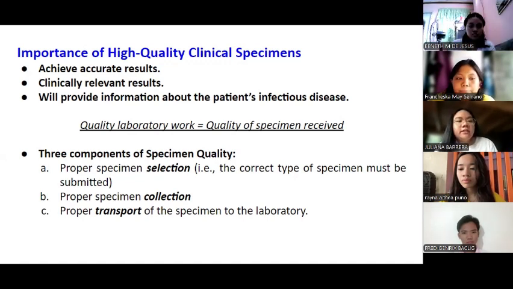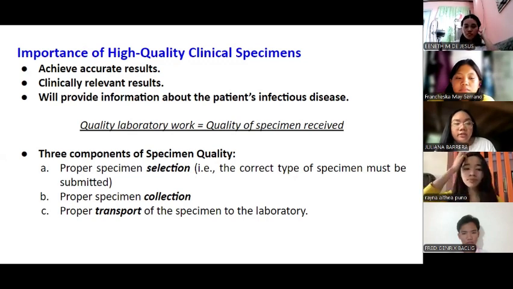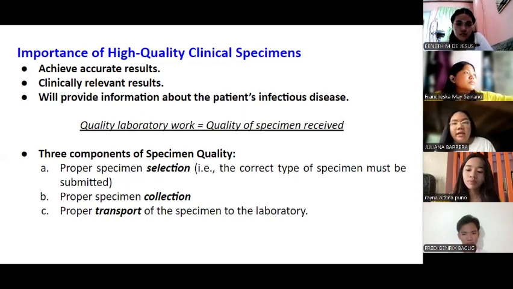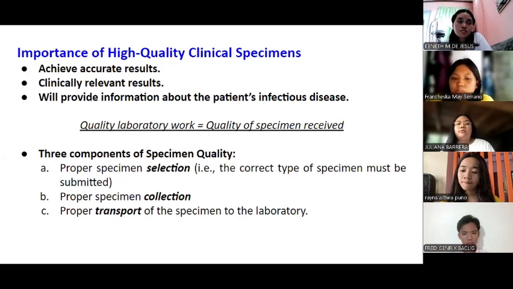High-quality clinical specimens are required to achieve accurate, clinically relevant lab results. The three components of the specimen quality are: A, the correct type of specimen must be submitted to the laboratory; B, proper specimen collection; and C, proper transport of the specimen to the laboratory. So, further discuss pa yan sa next slide.